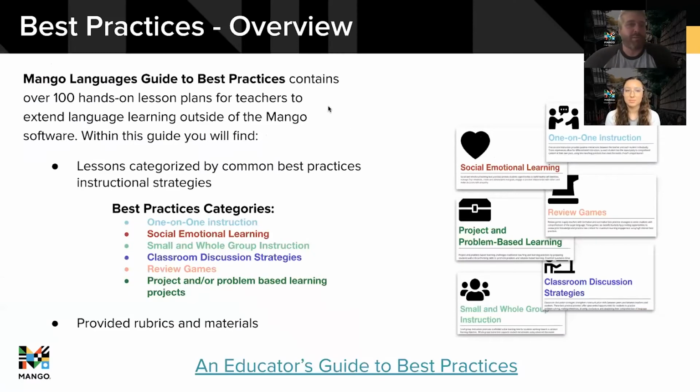And I'm going to go ahead and move forward to show you that, as I said, these are 100 hands-on lesson plans, and we've grouped them into different categories. One-on-one instruction, social emotional learning, small and whole group instruction, classroom discussion, review games, and project and/or problem-based learning projects. Some of these activities will come with rubrics for your instructors to use to grade students. So if they did want to use these as an evaluation tool to evaluate a student's ability to use the language, these are going to be great tools for that as well. Not all of them have rubrics, but some of them do. So we'll walk through those.